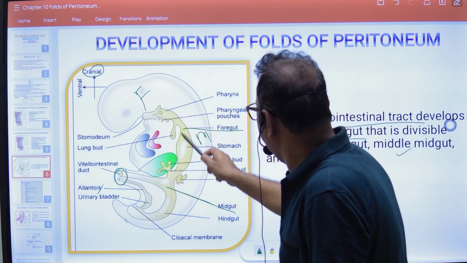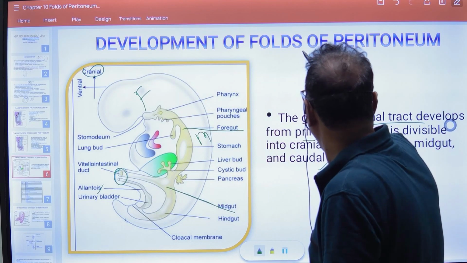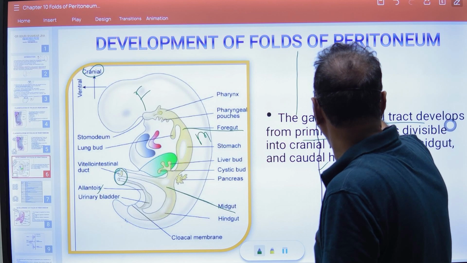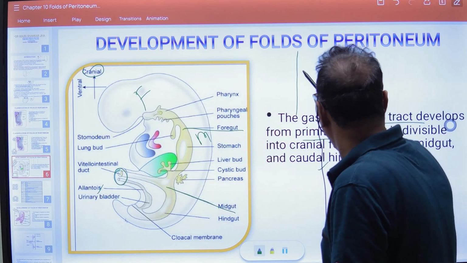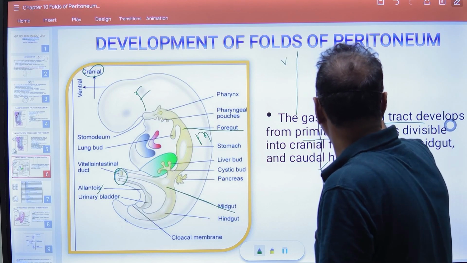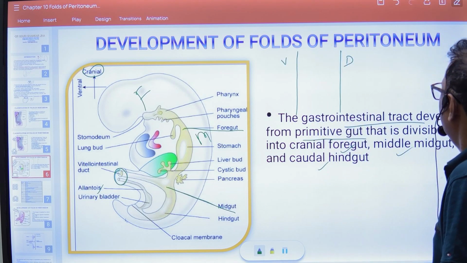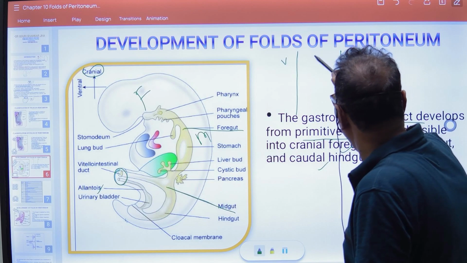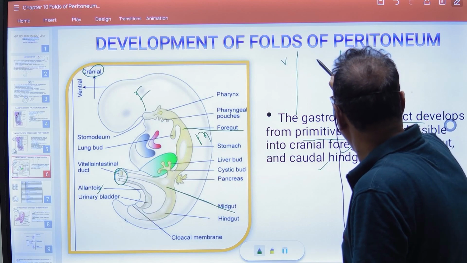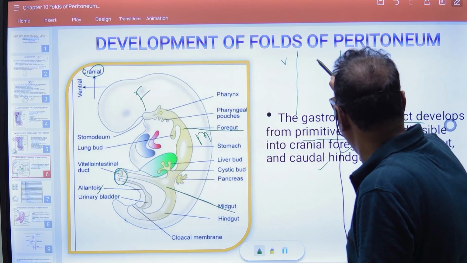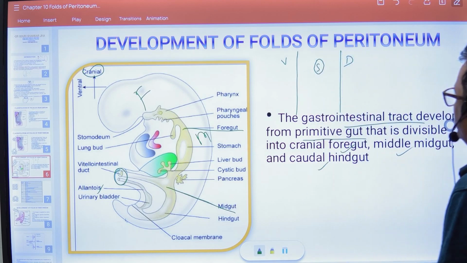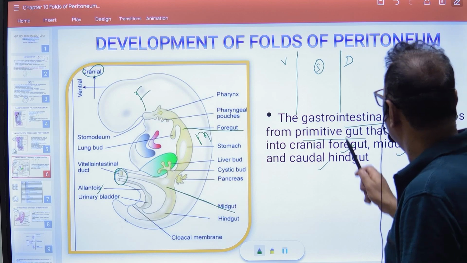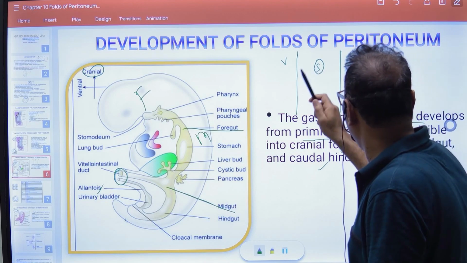This is being divided into two regions. If this is ventral, in the cranial region we have got the development of the stomach over here. In the foregut region we have got the stomach. So the stomach developed in the foregut region.